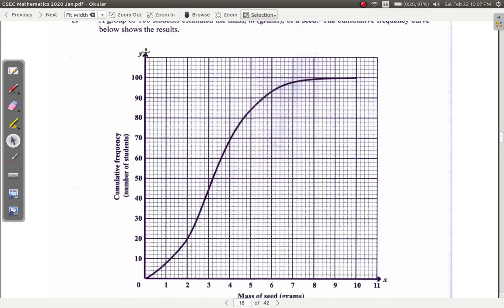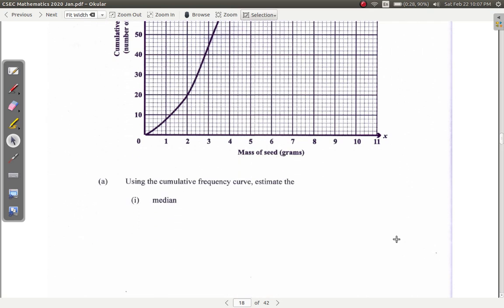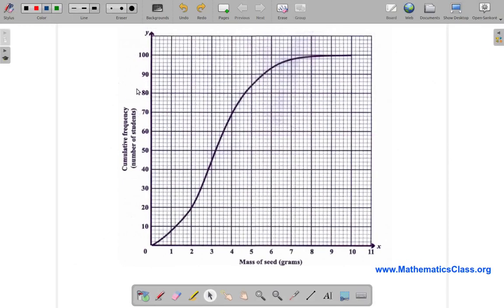Cumulative frequency, number of students, right? It goes up to 100 because there were 100 students. And then the mass of the seeds is estimated in grams. It says using the cumulative frequency curve, estimate the median. I already copied it here. We're going to look at what the median is like. You're going from 0 to 100.